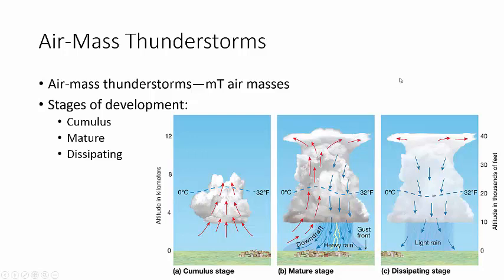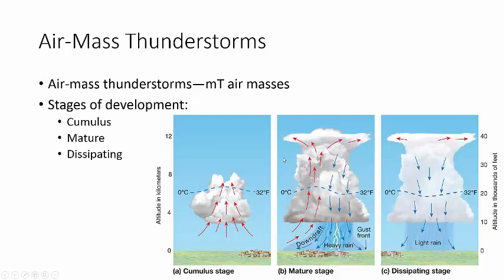Alright, so let's dive into air mass thunderstorms. These again are the MT air masses, right? So it's the thunderstorm that's caused by the marine tropic air mass, so really hot, really humid. There's 3 stages of an air mass thunderstorm. So the first stage is the cumulus stage, kind of a lovely stage actually. You basically just form a cumulus cloud.